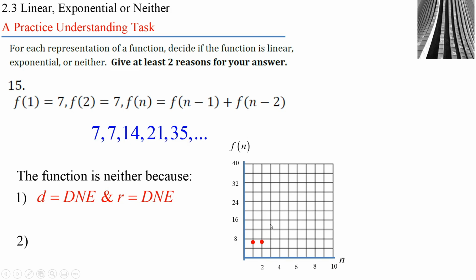So that's 12. So 14 is going to be right in here. And then at 4, the fourth term, I'm going to jump up to 21. So there's 20, 21, about right there. And then the fifth term, I'm going to jump all the way up to my 35. So that's 36, so 35 is going to be about right there.